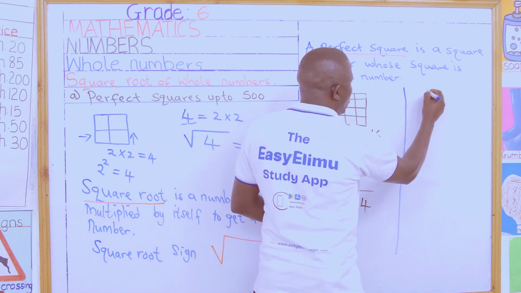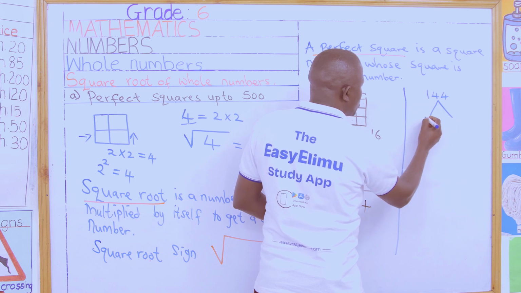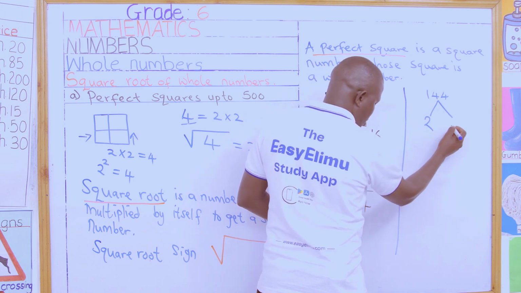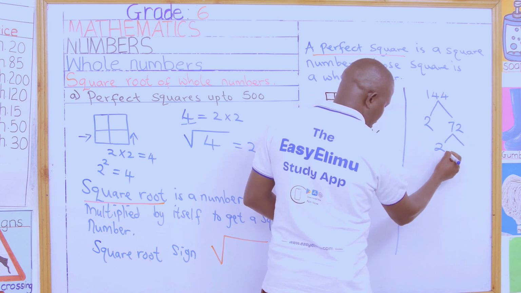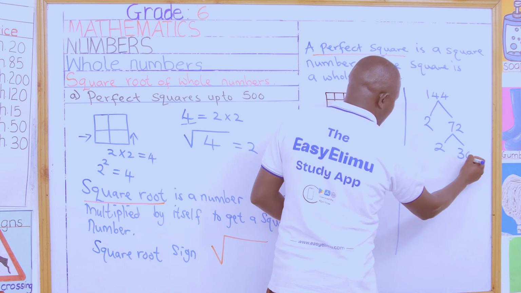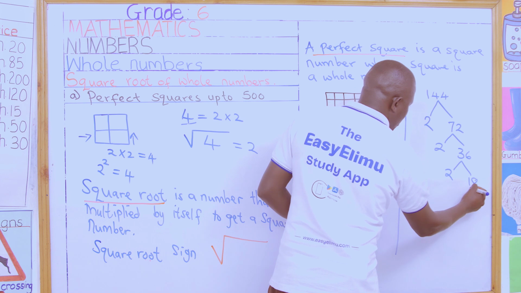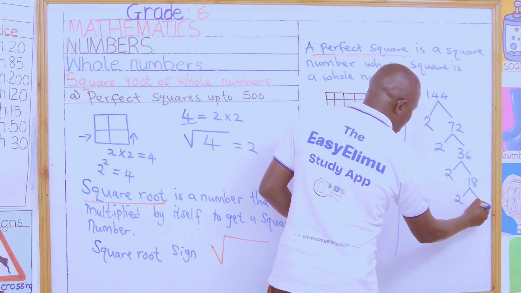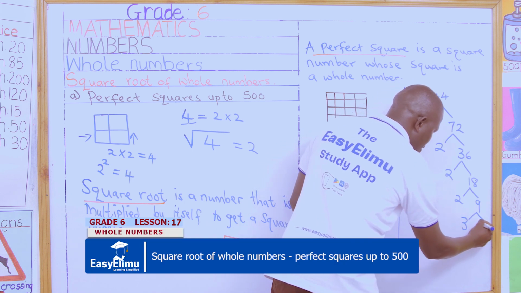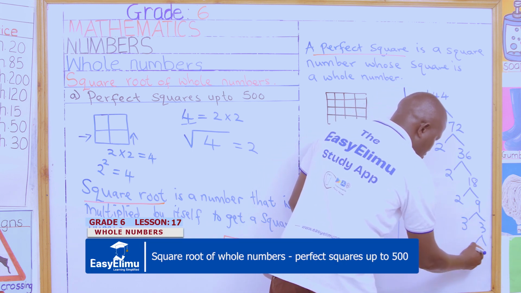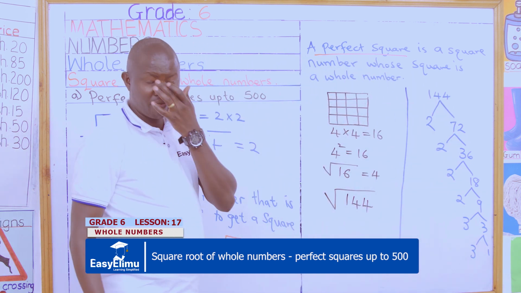So I'll have 144. For me to get 144, I used 2 and another number, 72. For me to get 72, I used 2 and another number, 36. For me to get 36, I used 2 and another number, 18. For me to get 18, I used 2 and another number, 9. For me to get 9, I used 3 and 3. And for me to get 3, I used 3 and 1. That is the factor tree.